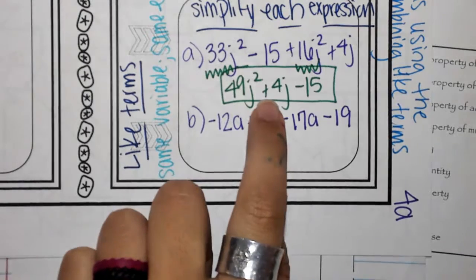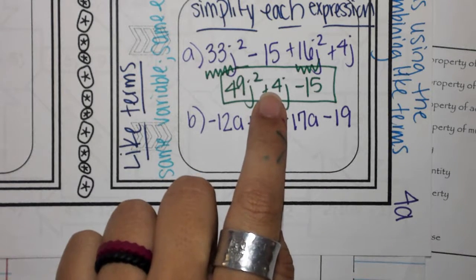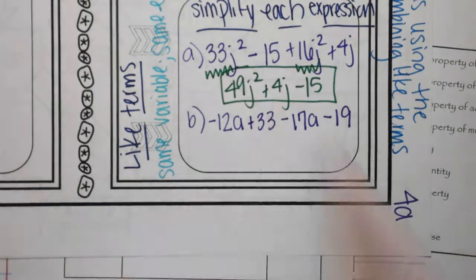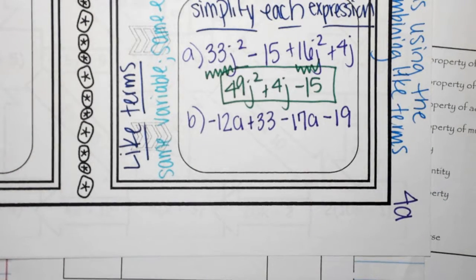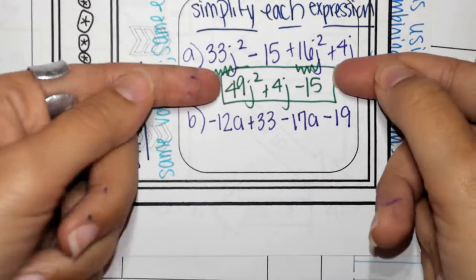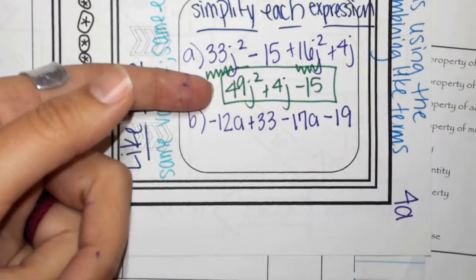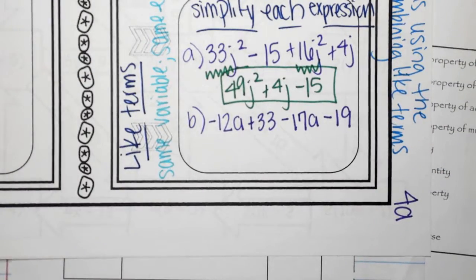No. This is the answer. We're just combining it. No, because we don't have an equal sign. So the difference between an expression and an equation is an expression doesn't have an equal sign. We're just simplifying. We're not going to work it all the way out to find what J is. That's a great question, though.